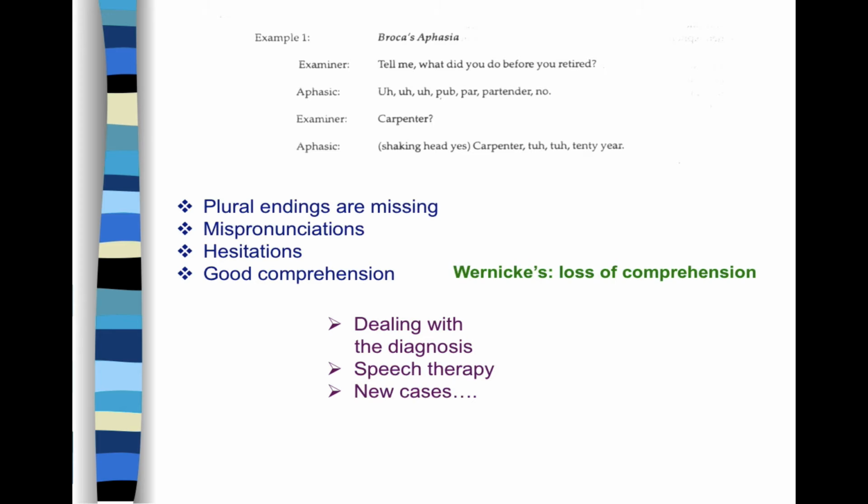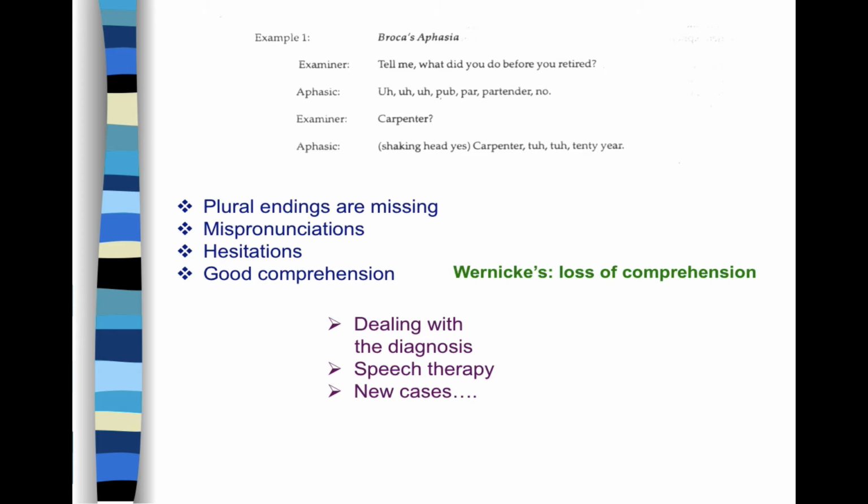Plural endings go missing really, really fast. Look at that. He wants to say 20 years. He doesn't say years, and he will never ever use a plural anymore. It's just gone. So grammar mistakes, agrammatism, right?